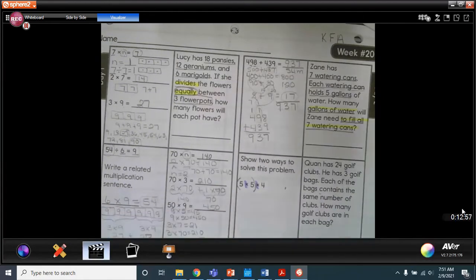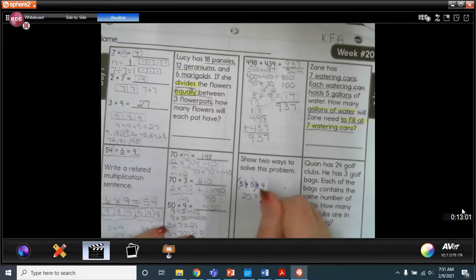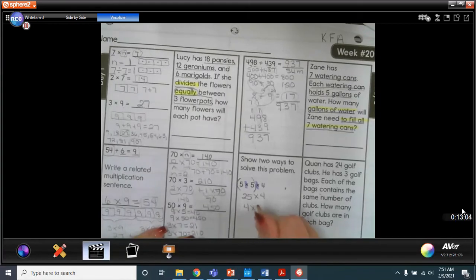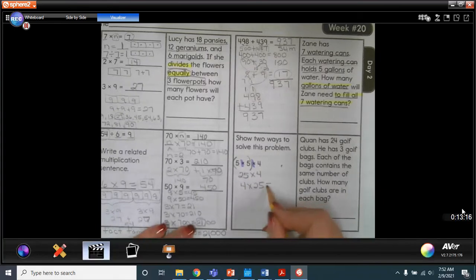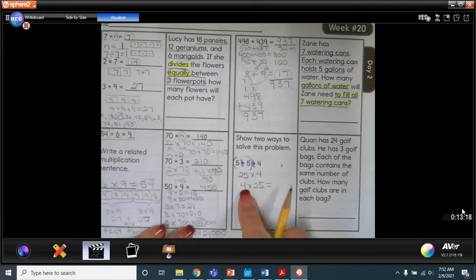So this tells me I have 4 groups of 25, or just the opposite, right? And it doesn't matter, the order property tells me I can switch my factors and the product will be the same, right? So it's easier for me to think of this as 4 groups of 25 because I know what 25 plus 25 is, because I'm thinking about money. If 25 cents is a quarter and another 25 cents is 50, right?